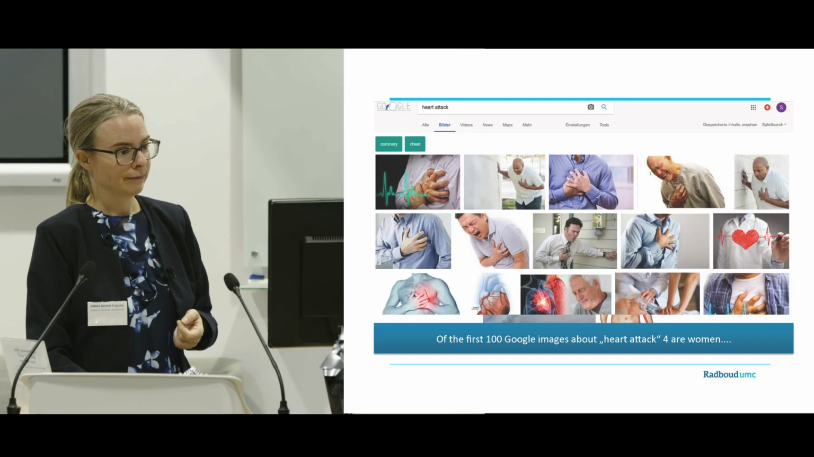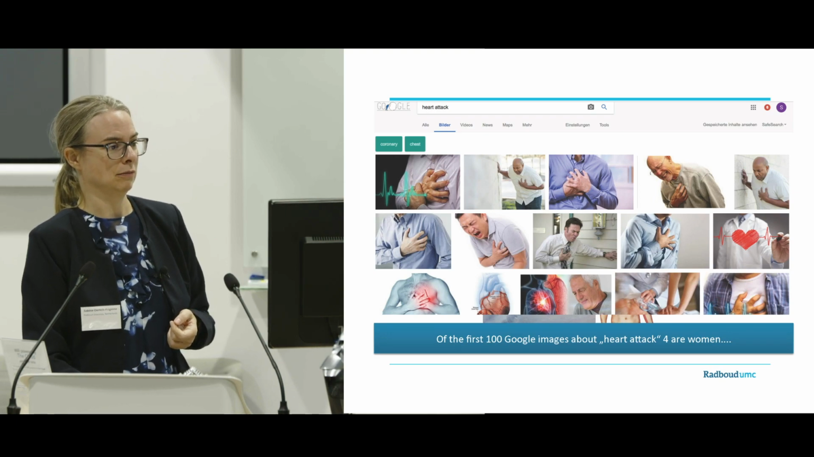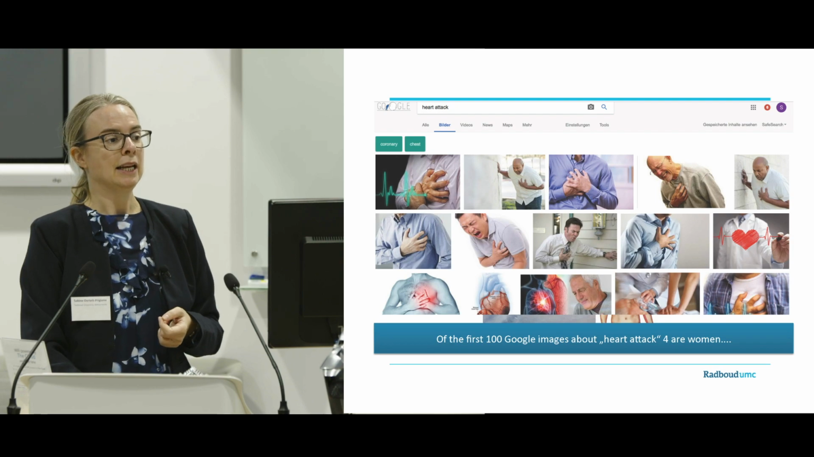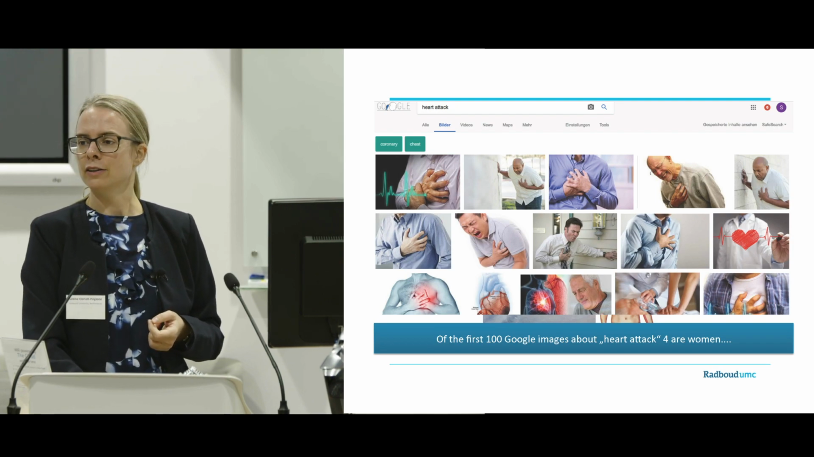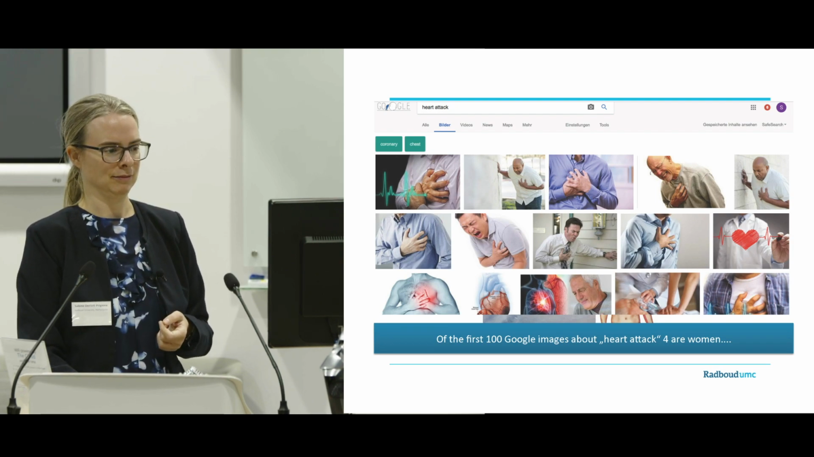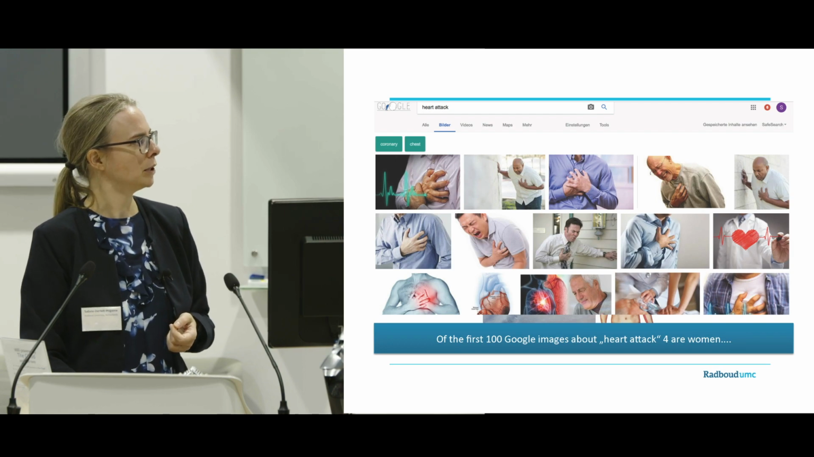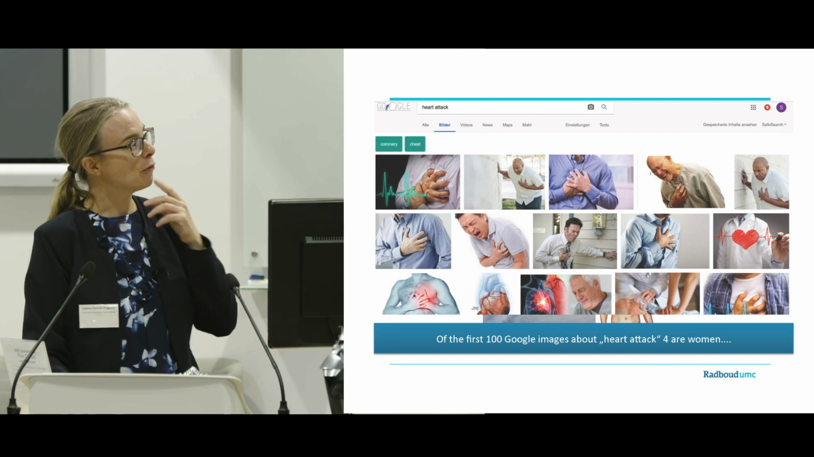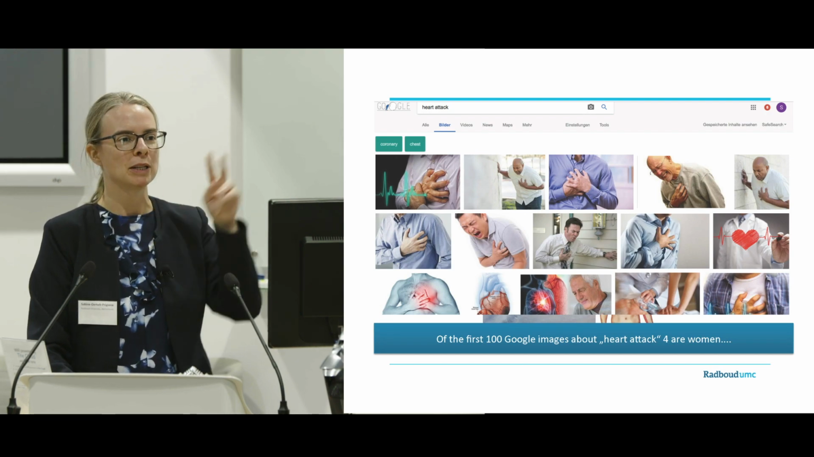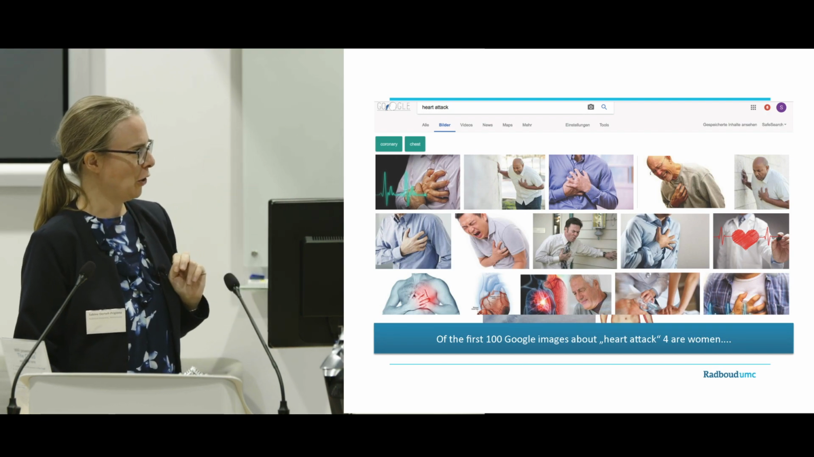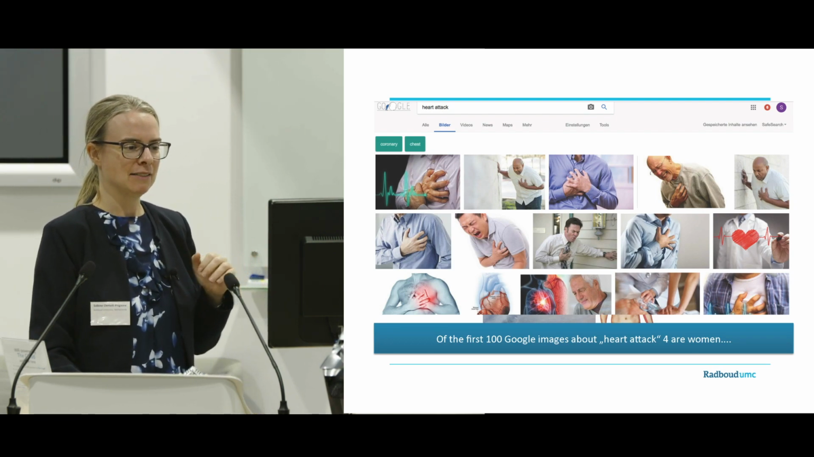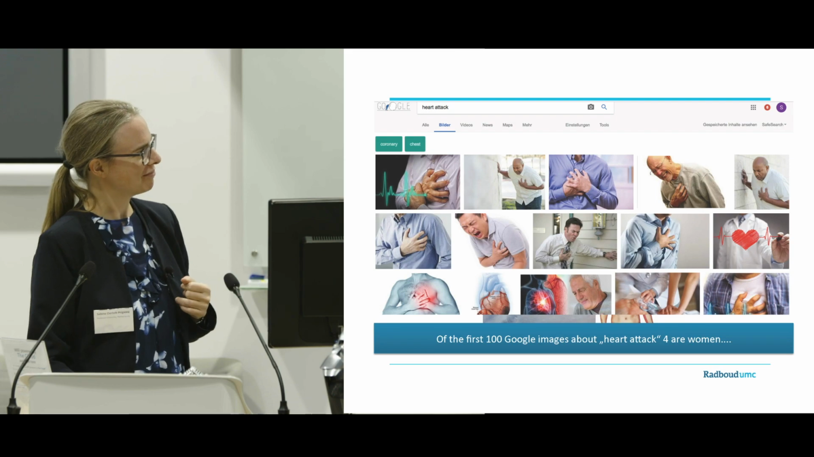Why am I talking about this? Well, first of all, this is an interesting thing that you can try at home. If you Google diseases, in this case heart attack, that's what you get. I do that because it's part of my job, so I have to look at this. You get 4 women, and actually one of the 4 women is in there twice. So 3 women and 96, 97 men.